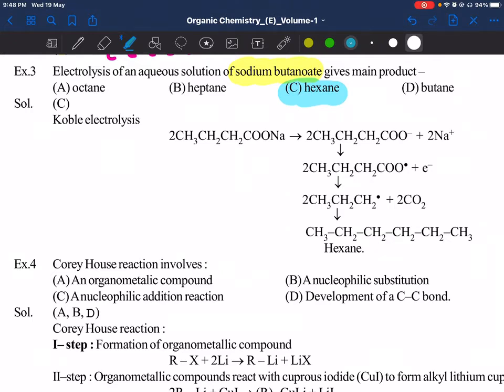It's given here. See once here, sodium butanoate loses Na+. Next, COO minus is converted into a radical by losing an electron. Here we have to put two electrons. After that, next, what is happening? This COO is going out in the form of carbon dioxide. Like that, you got the propyl radical. So two propyl radicals come together and give one long chain. That is called n-hexane. Okay, students, understand? So like that we got n-hexane.